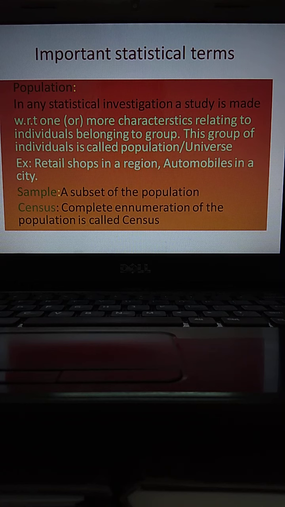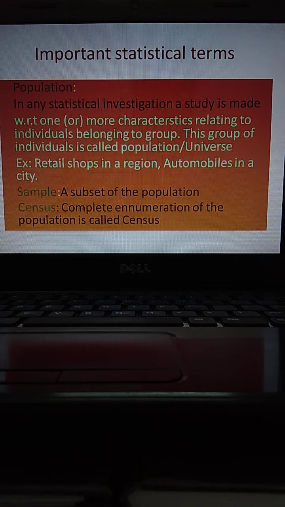Now we discuss the important statistical terms as far as sampling theory is concerned. What is that? The population. I already clearly explained. So here, what does the definition say? In any statistical investigation, a study is made with respect to one or more characteristics relating to individuals belonging to a group. This group of individuals is called population, or what is one more name? Universe. Example: all retail shops in a region, automobiles in a city. Understand? All these become the population.